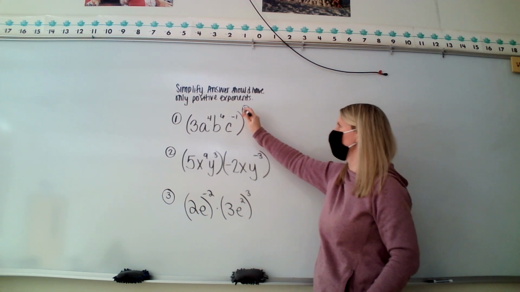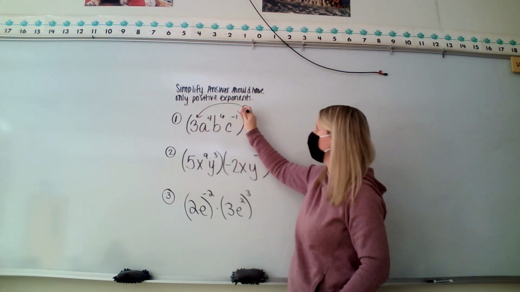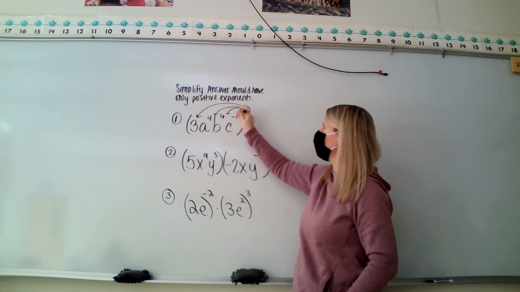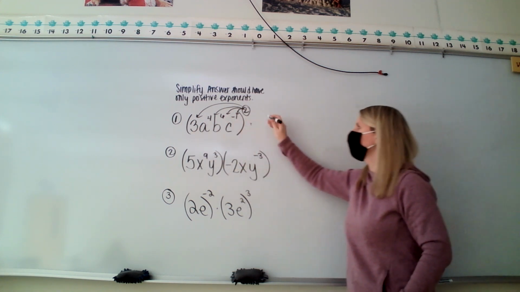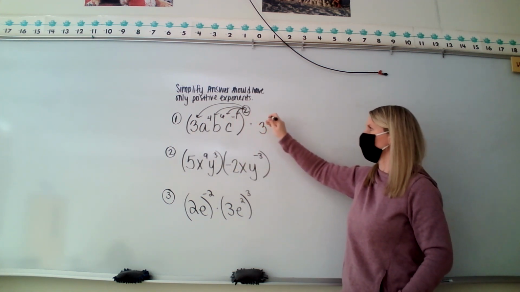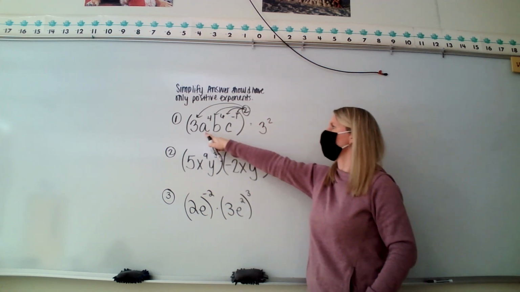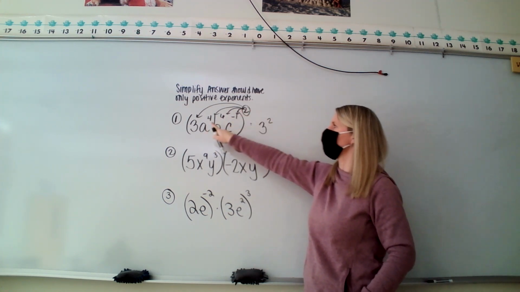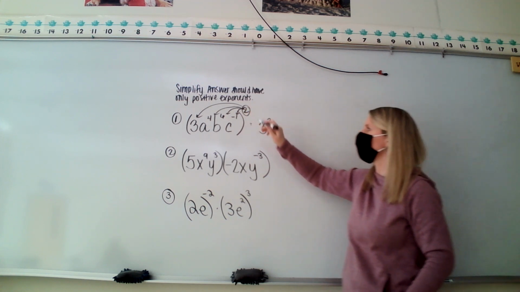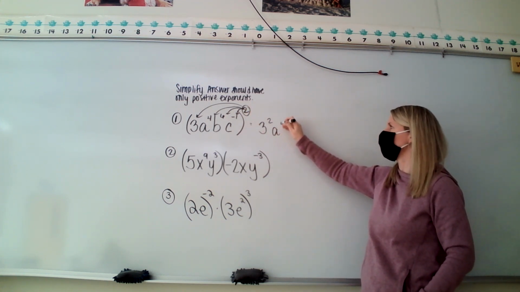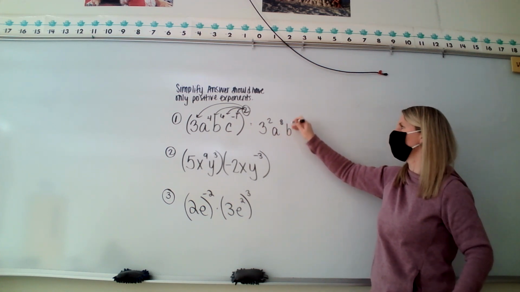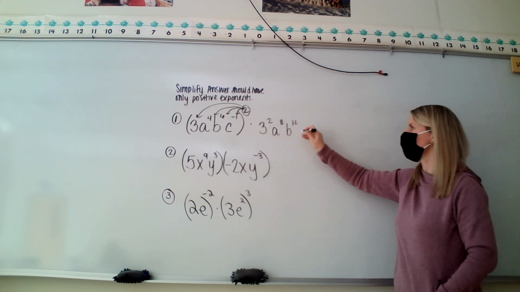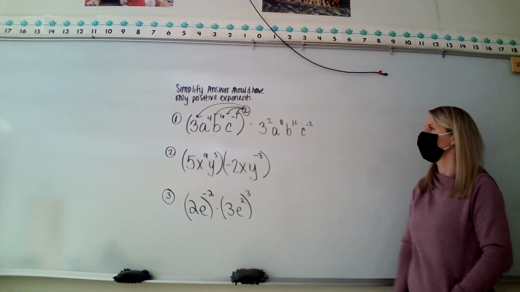and distribute it in. We're going to make sure that every base gets raised to that exponent. So I rewrite it. I'm going to take 3 and raise it to the second power. I'm going to take a to the fourth and raise it to the second. And we said yesterday, if you have a power to a power, you multiply. So that would give me a to the 8. For the b, power to a power would be b to the 12. And for c would be c to the -2.